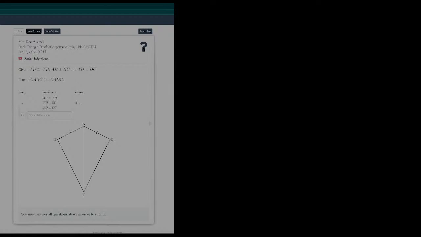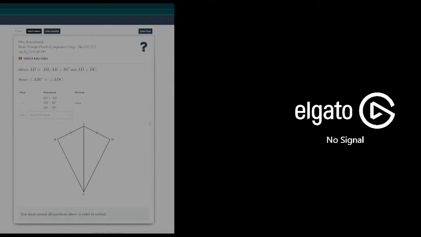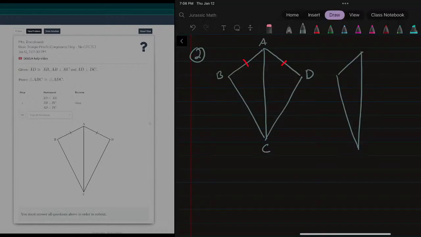My iPad screen disappeared. That's what I get for having this off-brand USB-C cable. So give me 1 second. I think... There it is.